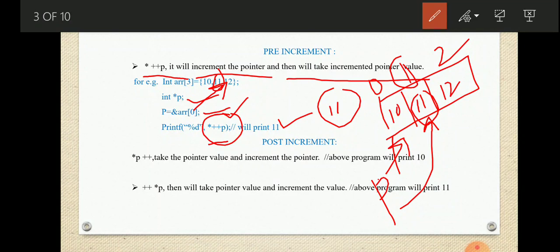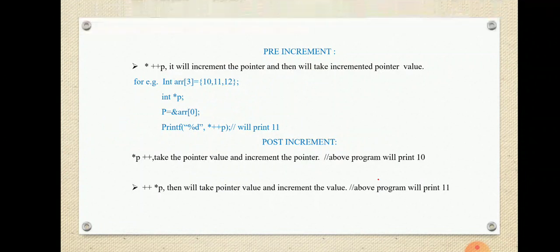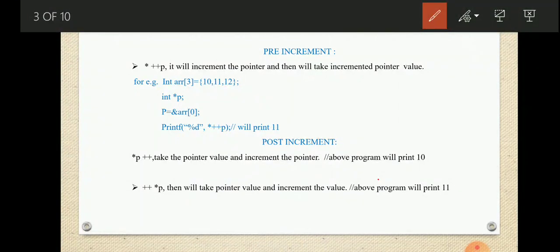So what is the value stored at the 1st index? That is 11. So what will this print? It will print 11. Do not get confused. This is nothing but simply incrementing the pointer, so the pointer will point to the next index and print the value at the next index.